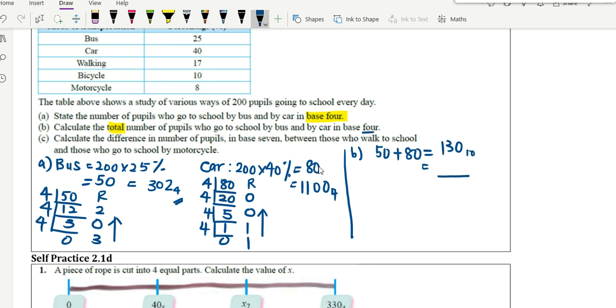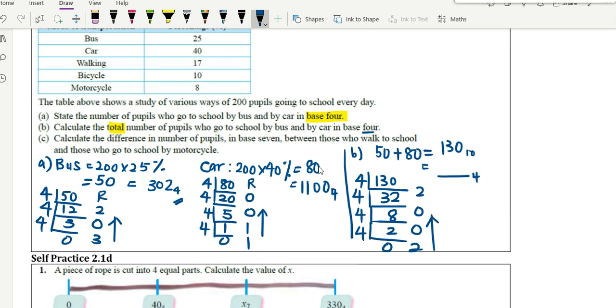But they want it to be in base 4. What should you do? You do division. So you do division, you get 32, remainder 2. Then 8, remainder 0. Continue, 2, no remainder, so it is 0. Then 0, remainder is 2. So bottom up, your answer is 2002. That's your answer in base 4 for B.